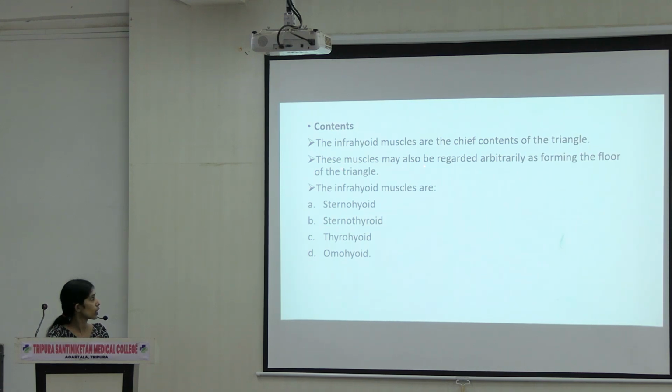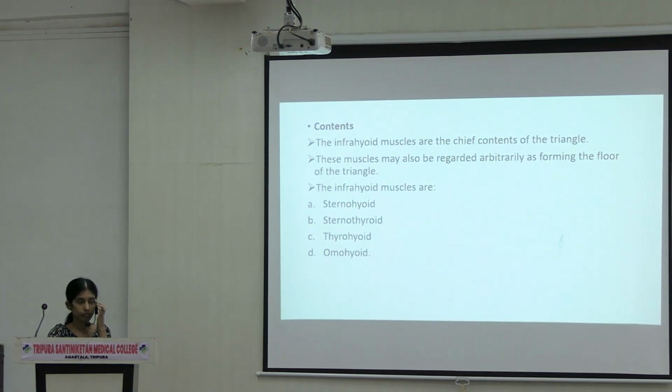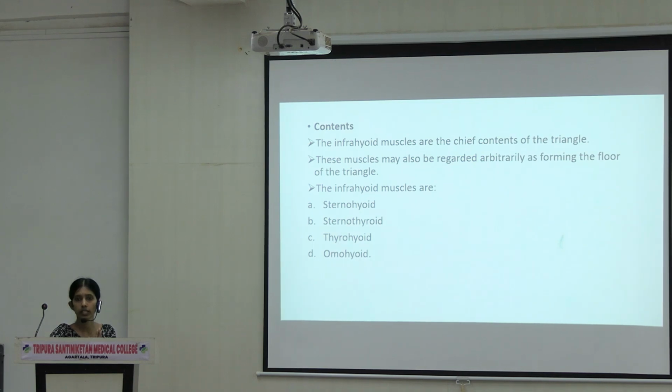These muscles may also be regarded as forming the floor of the triangle. The infrahyoid muscles are sternohyoid, sternothyroid, thyrohyoid and omohyoid muscles. While writing, sometimes they will ask you to mention the attachment, nerve supply and action of these muscles. So you should know about the attachment, nerve supply and action of these 4 muscles.